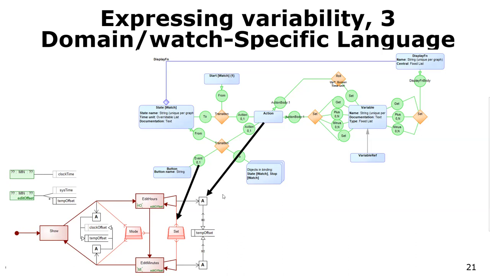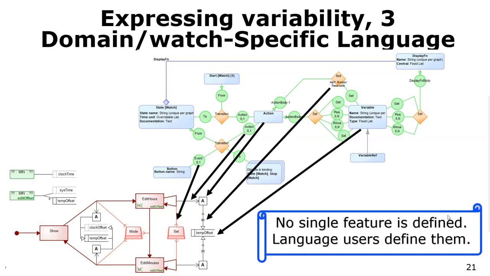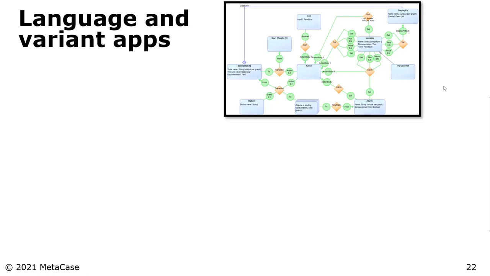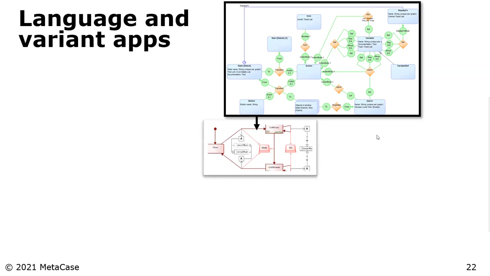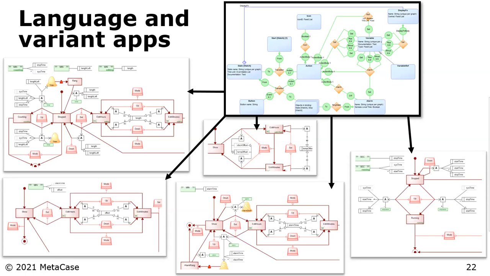So with this kind of meta model, I can make digital wristwatches and express their variability. And okay, there's the rest of the concepts, but as you see, I don't have all the digital wristwatch applications defined. I have only the language defined so that the language users can then innovate and make different kinds of features. So this means that I have one language meta model, and this is what domain engineers do. And then application engineers can use this language and create a variant like the time application you saw, or other kinds of applications. But the other applications are all based on the same language. So all these models are instances of this meta model.